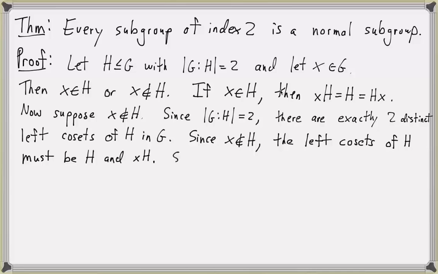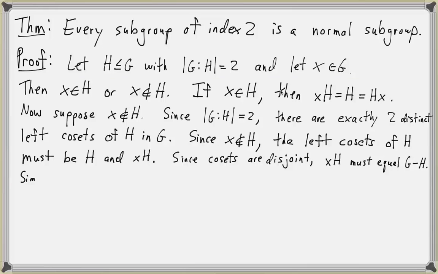So because cosets are disjoint, everything in XH must be the elements of G that are not in H. So this must equal the set G minus H. That is everything in G that's not in H.